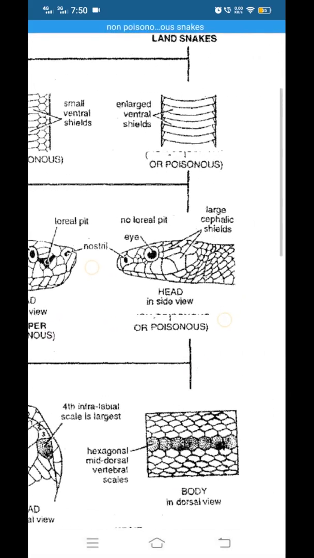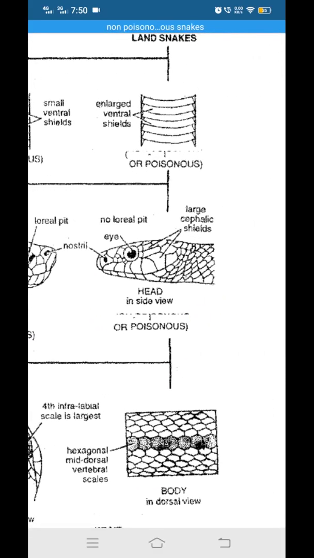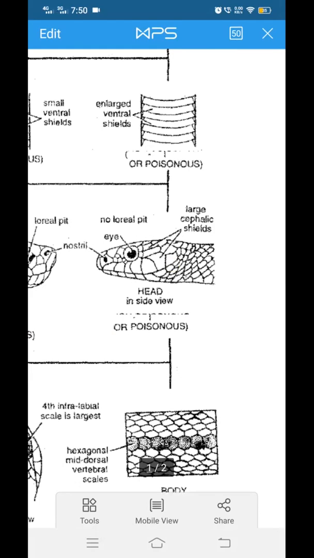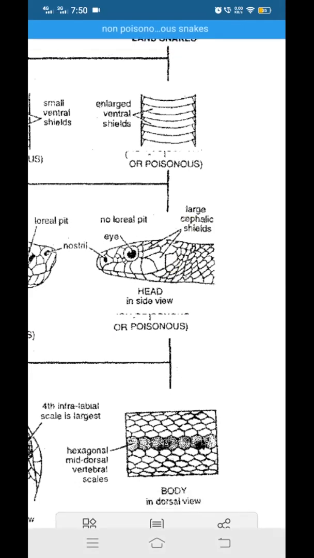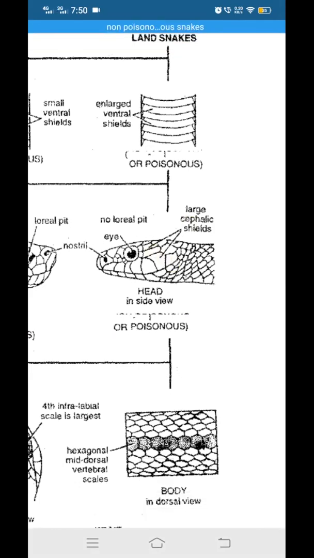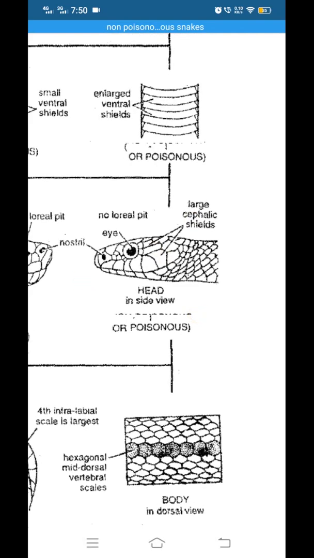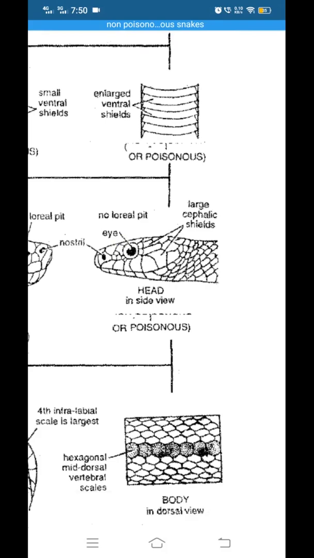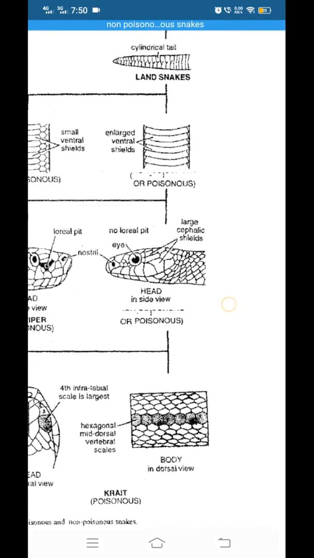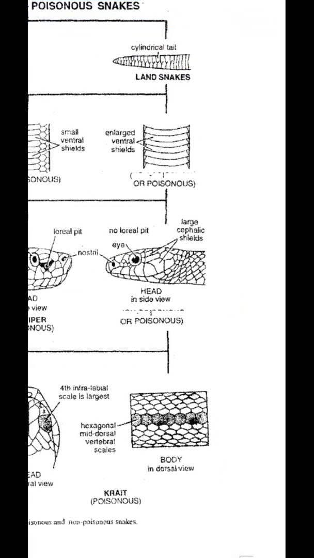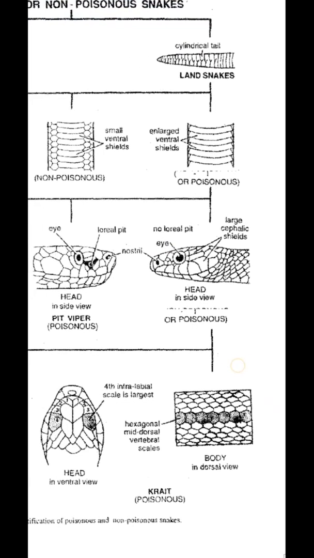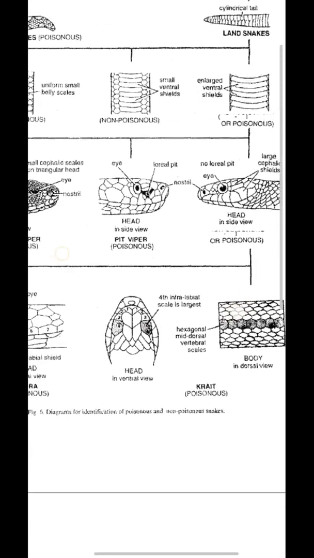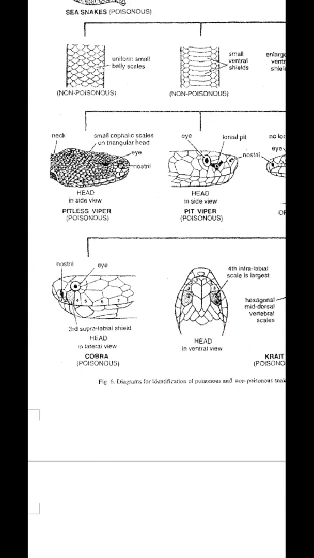Now there is a third category where the head bears large shields. Here you can see these large cephalic shields, but there is again no loreal pit present between the eye and nostril. As you can see here, there is no depression. Then again the snake can be poisonous or non-poisonous. So we have to examine it further.